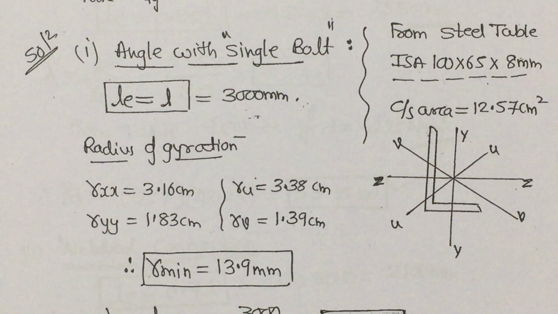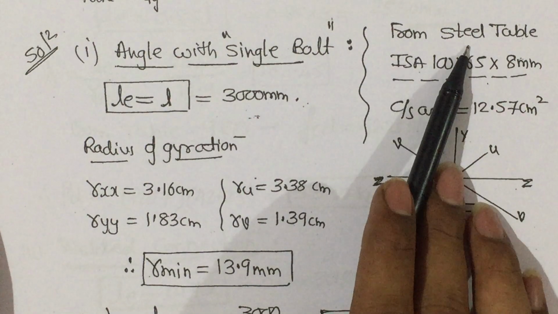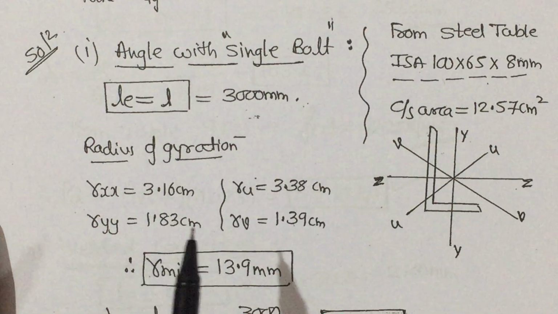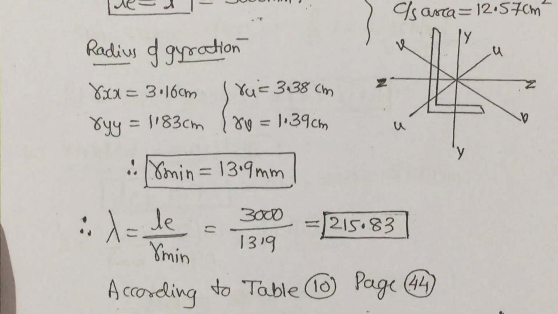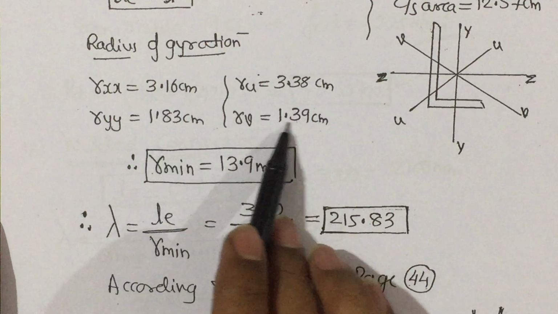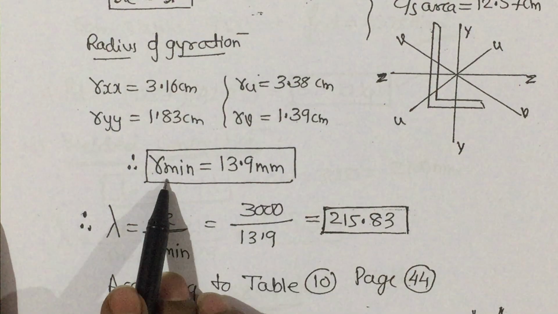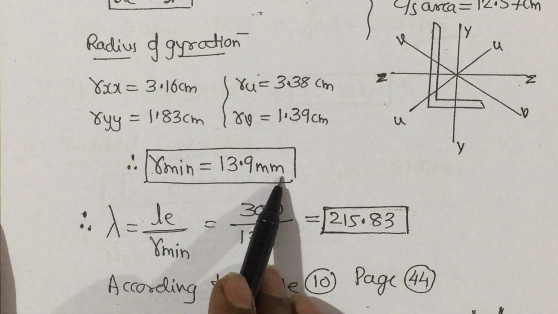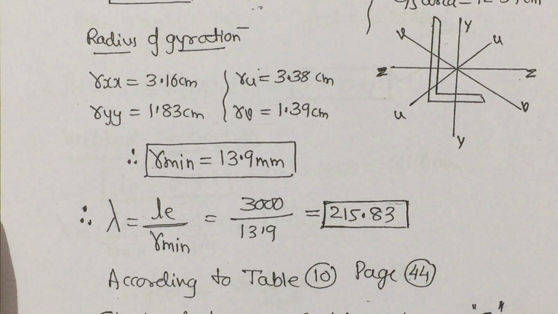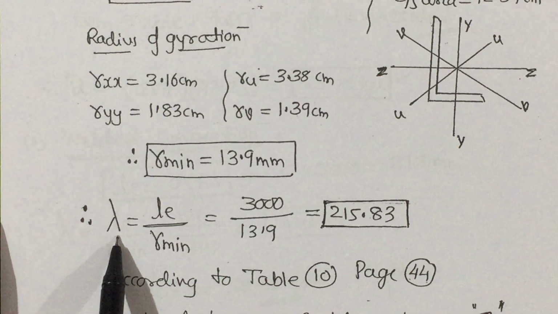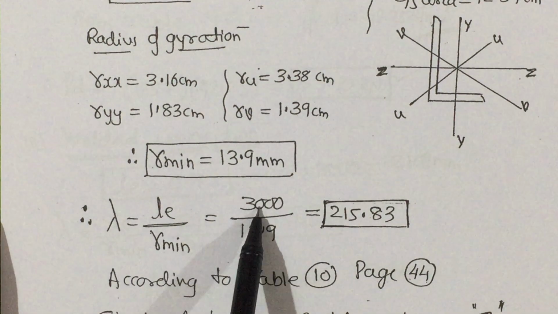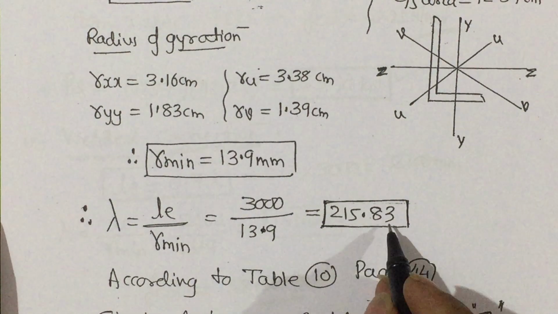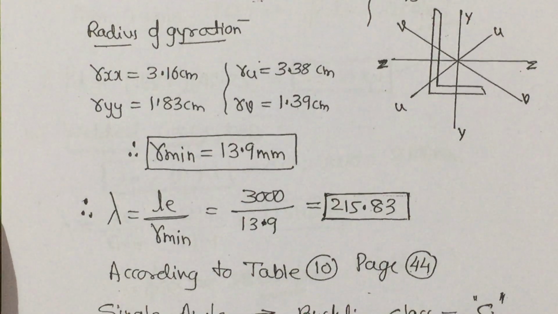So from the steel table, for the single angle section, for unequal angles, we got cross sectional area and radius of gyration. Then out of these 4 values, the least value is 1.39 centimeter. So, R minimum is equal to 1.39 centimeter, or multiplying by 10, it becomes 13.9 millimeter. Once you get LE and R minimum, then lambda is equal to LE by R minimum, that is 3000 by 13.9. You are going to get it as 215.83.